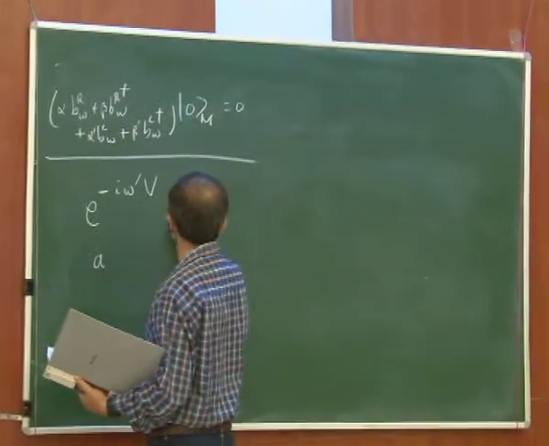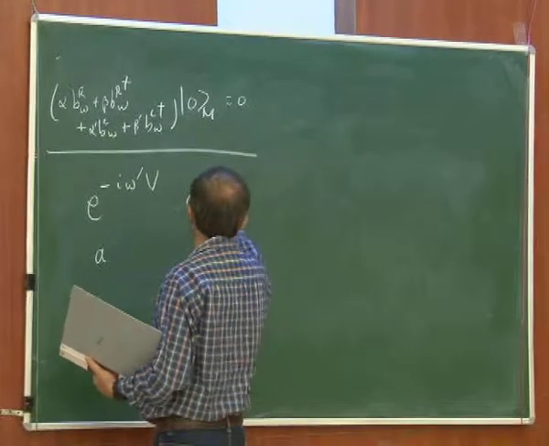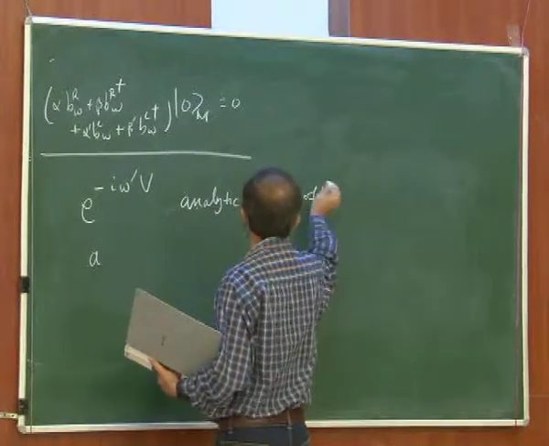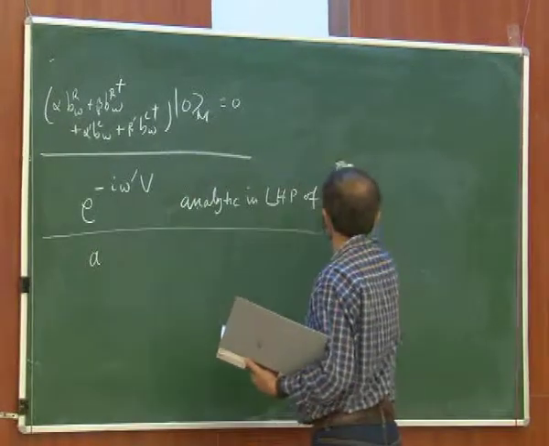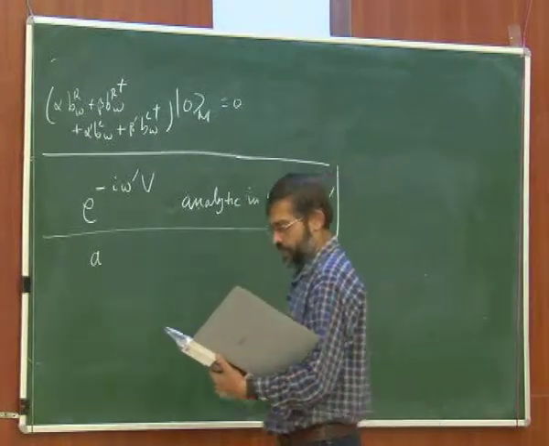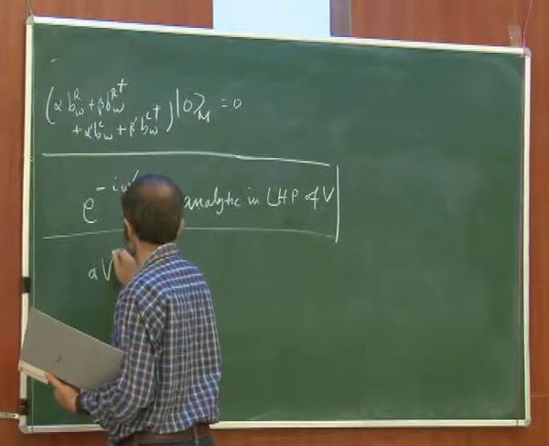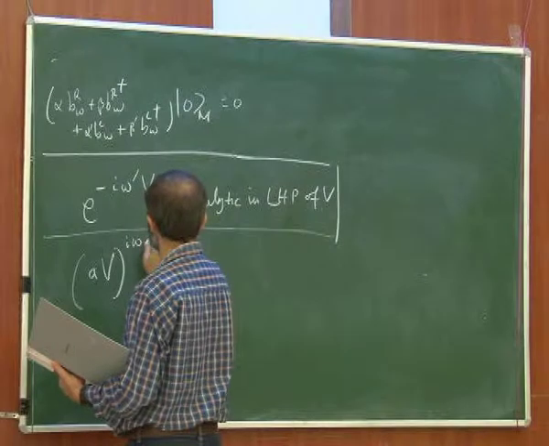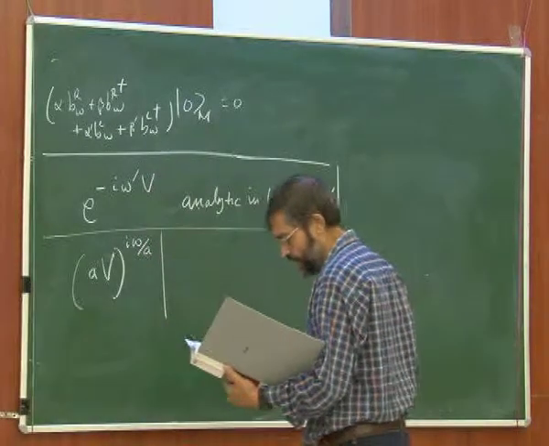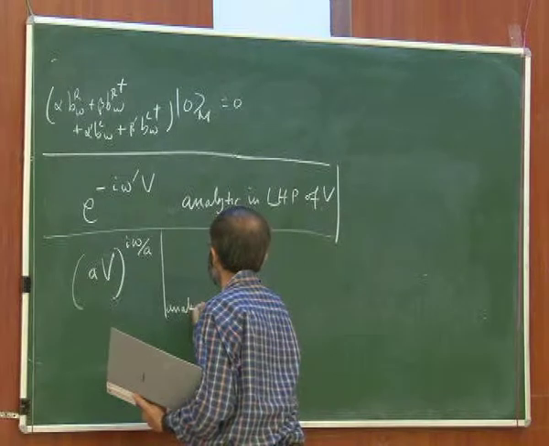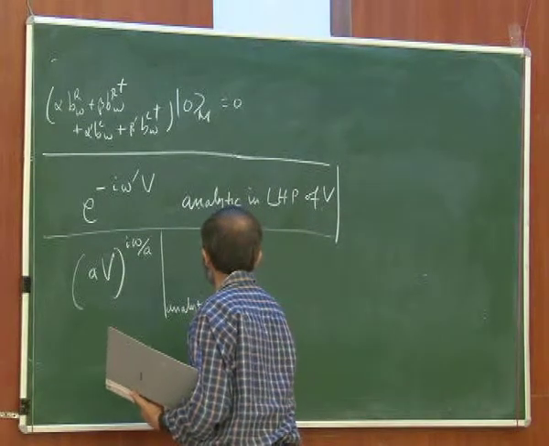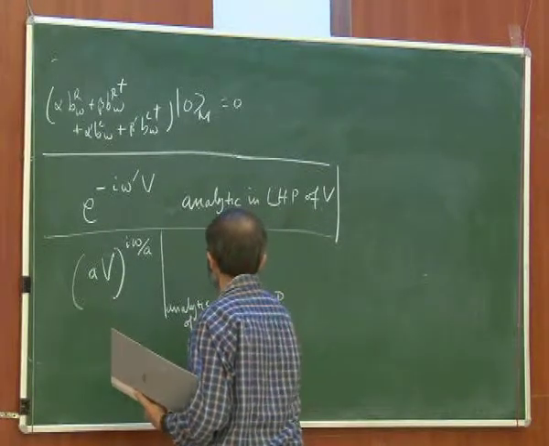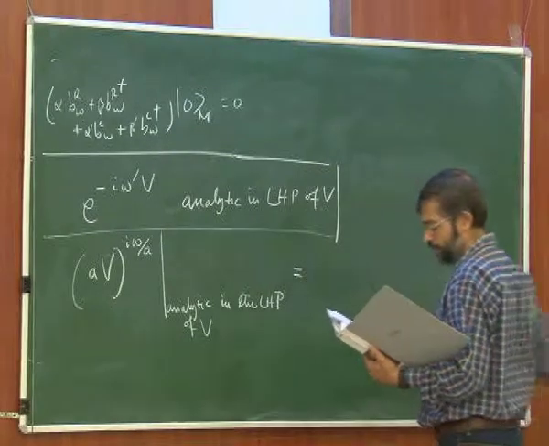So this is analytic in the lower half plane of V. So that's an observation. And now I claim, when it is made analytic in the, it is the following.